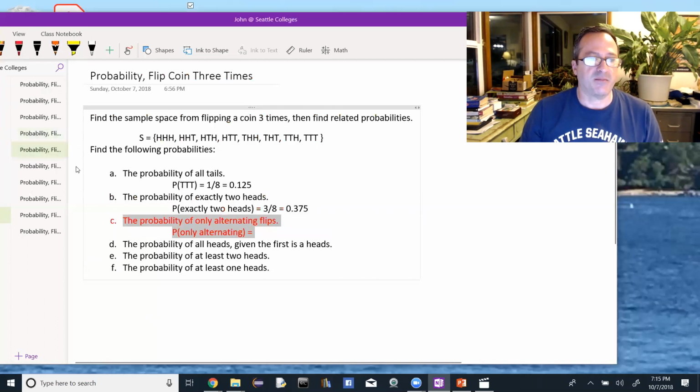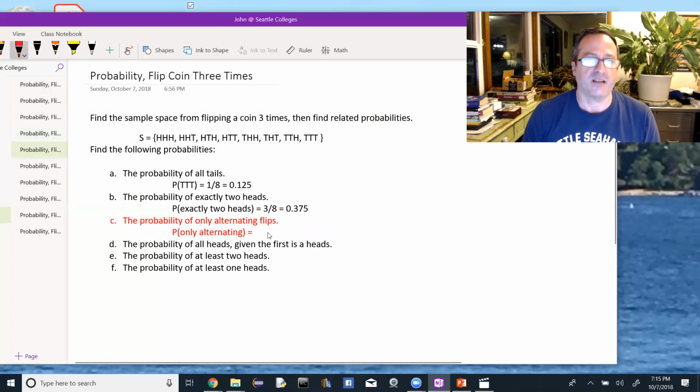The next problem, find the probability of only alternating flips. So that means if I start with a head, the next flip has to be a tail, and then the next flip has to be a head. So there's one of them: heads, tails, heads. And if you have a bunch of problems that you're doing, you have a different way of notating which one's which, that will work too.